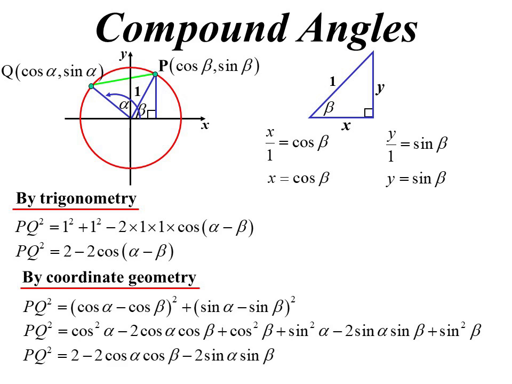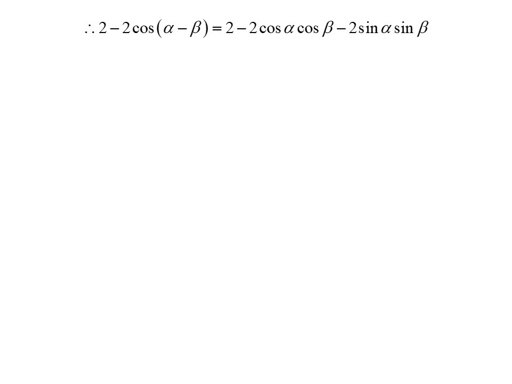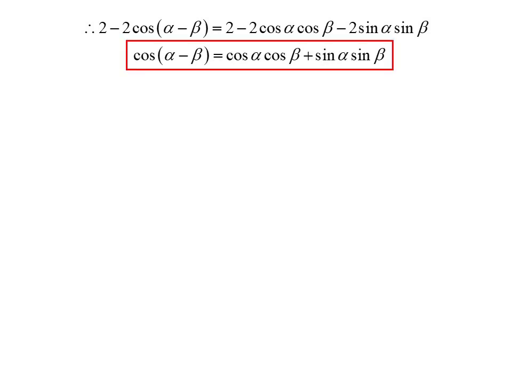So now I've got two different expressions for PQ squared. Well, they've got to be equal because they're both PQ squared. So if they're equal, let's play around with that, and we get the first of our compound angle formulas. The cosine of alpha minus beta is cos alpha cos beta plus sine alpha sine beta. I'm going to play around with that expression.